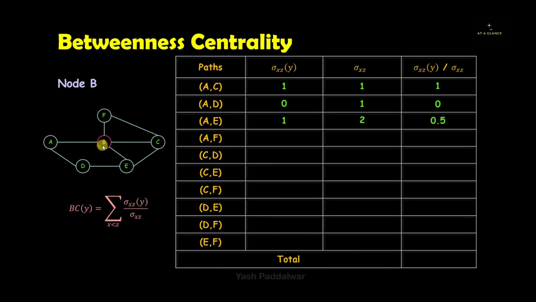The next path is AF. ABF is the only shortest path. In this shortest path, B node is also coming. Hence both sigma xz of y and sigma xz will have the value 1. 1 divided by 1 is 1.